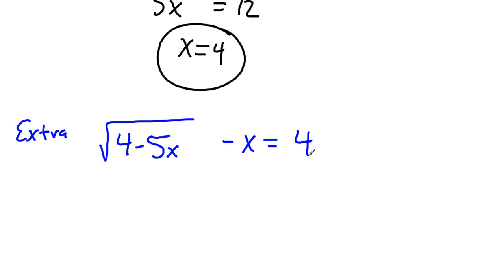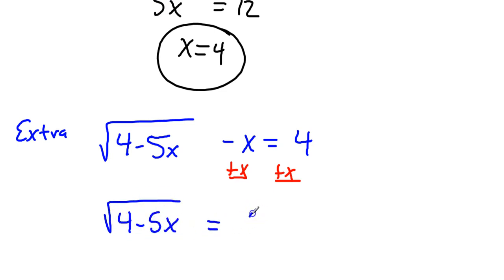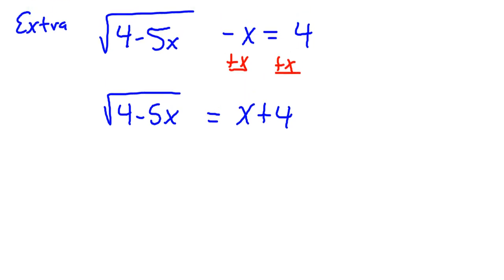Okay, first setup part, still the same way. You've still got the square root here. You've got to get the square root by itself. So first thing is you would add x to both sides. So we've got the square root of 4 minus 5x equals x plus 4. And again, anytime you get the square root by itself, if you've got a variable on the other side, there's always a degree of difficulty this thing's going to go up in. So for this one, you're still going to do the same thing. You're going to take both sides and square it.